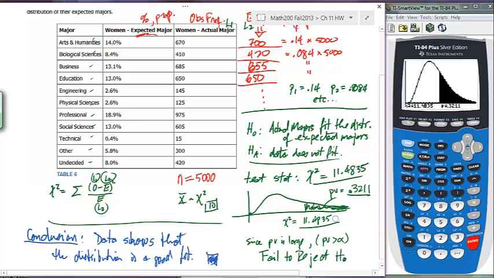So our chi-squared is 11.4835, and our p-value is 0.3211. And this is how the drawing would look like. Alright, so I hope that helps with your homework.